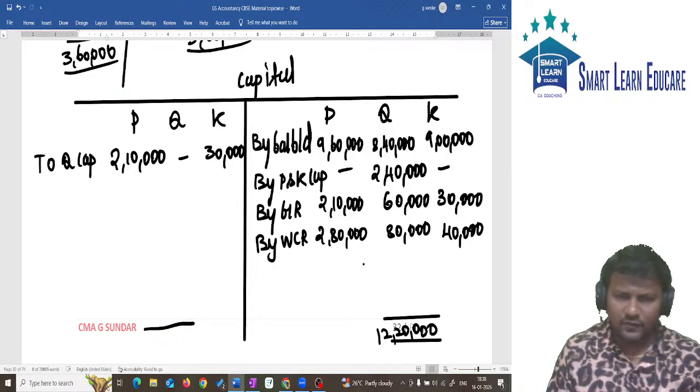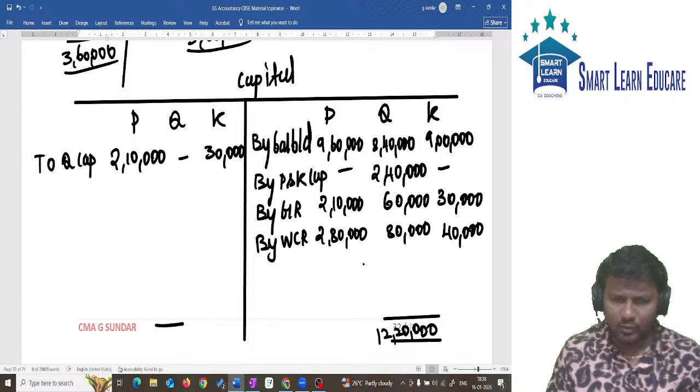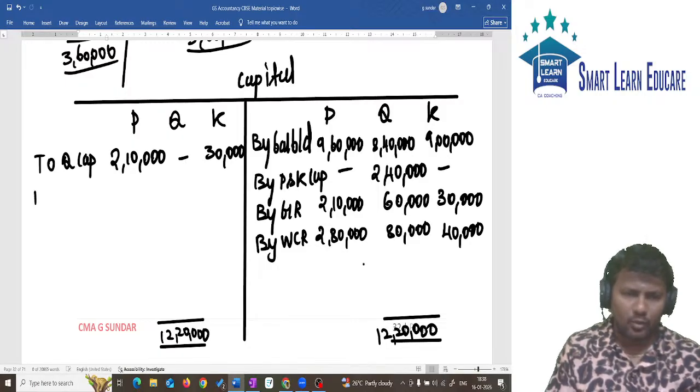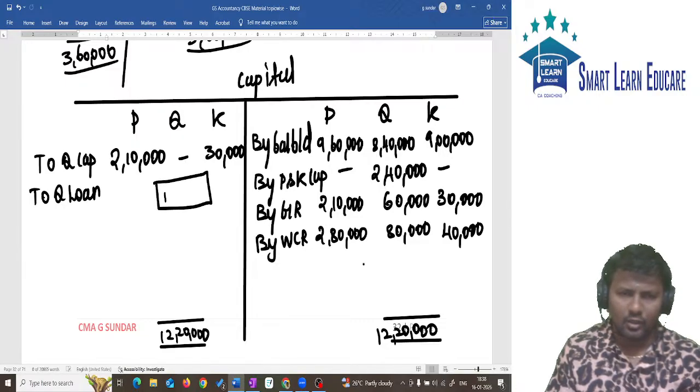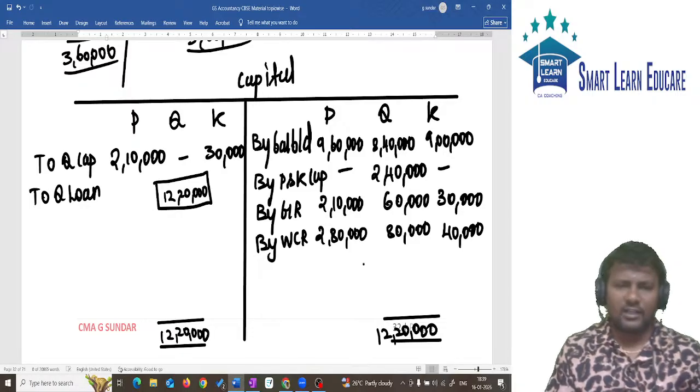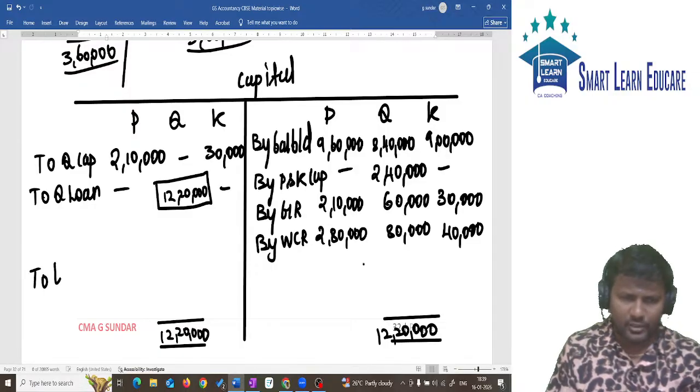First transfer this 12,20,000 to Q loan account. To Q loan account, this balancing figure is transferred, 12,20,000. After transferring the amount to Q loan, now find the capital proportionate adjustment to balance carried down.